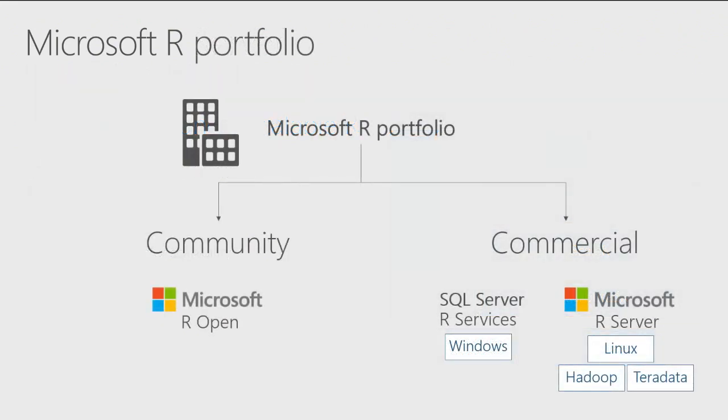We have several versions of our server, actually, the community and the commercial version. The community version is the open source one, and the commercial version has more advantages, like better performance. And in this session, I will be mostly mentioning R Server Windows, a standalone version of the R Server.